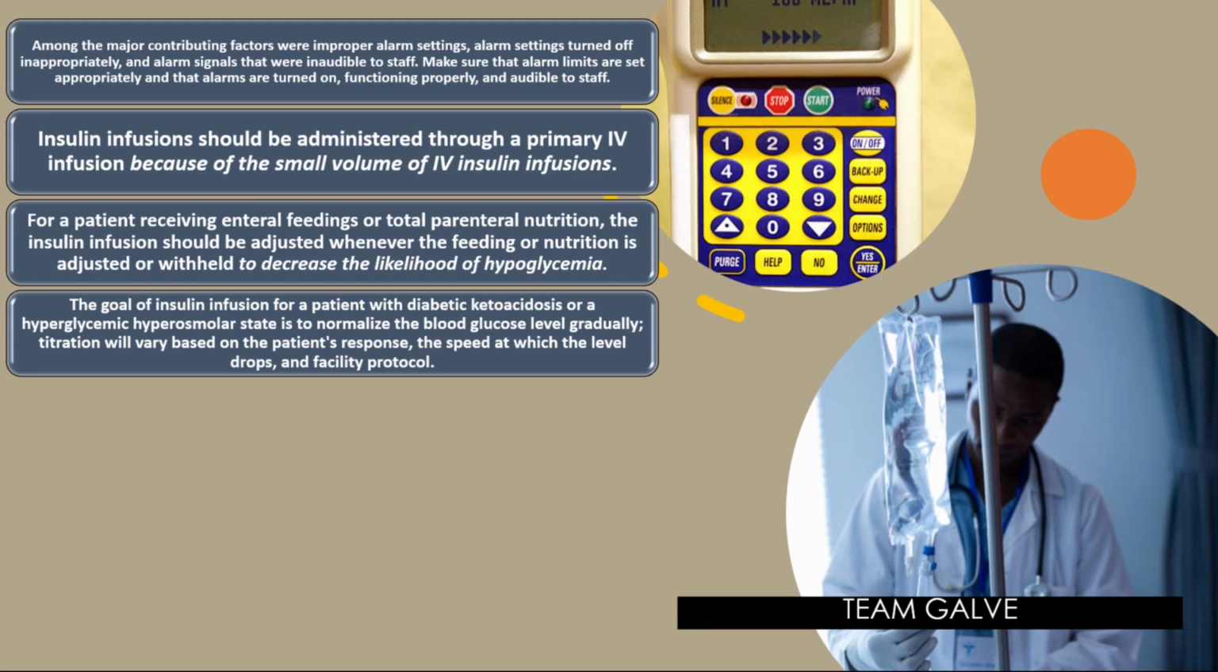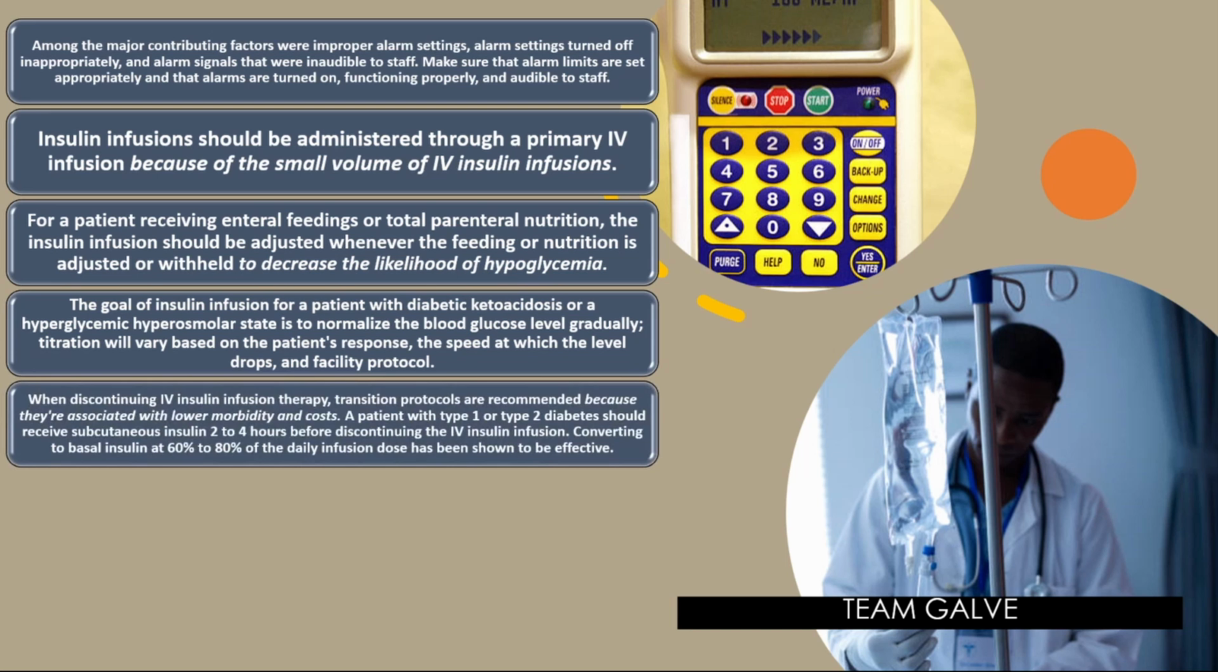Okay? Now, when discontinuing IV infusion therapy, transition protocols are recommended because they are associated with lower morbidity and costs. A patient with type 1 or type 2 diabetes should receive subcutaneous insulin 2 to 4 hours before discontinuing the IV insulin infusion. Ito sa may mga DKA, binibigay muna ng Actrapid or Lantus.